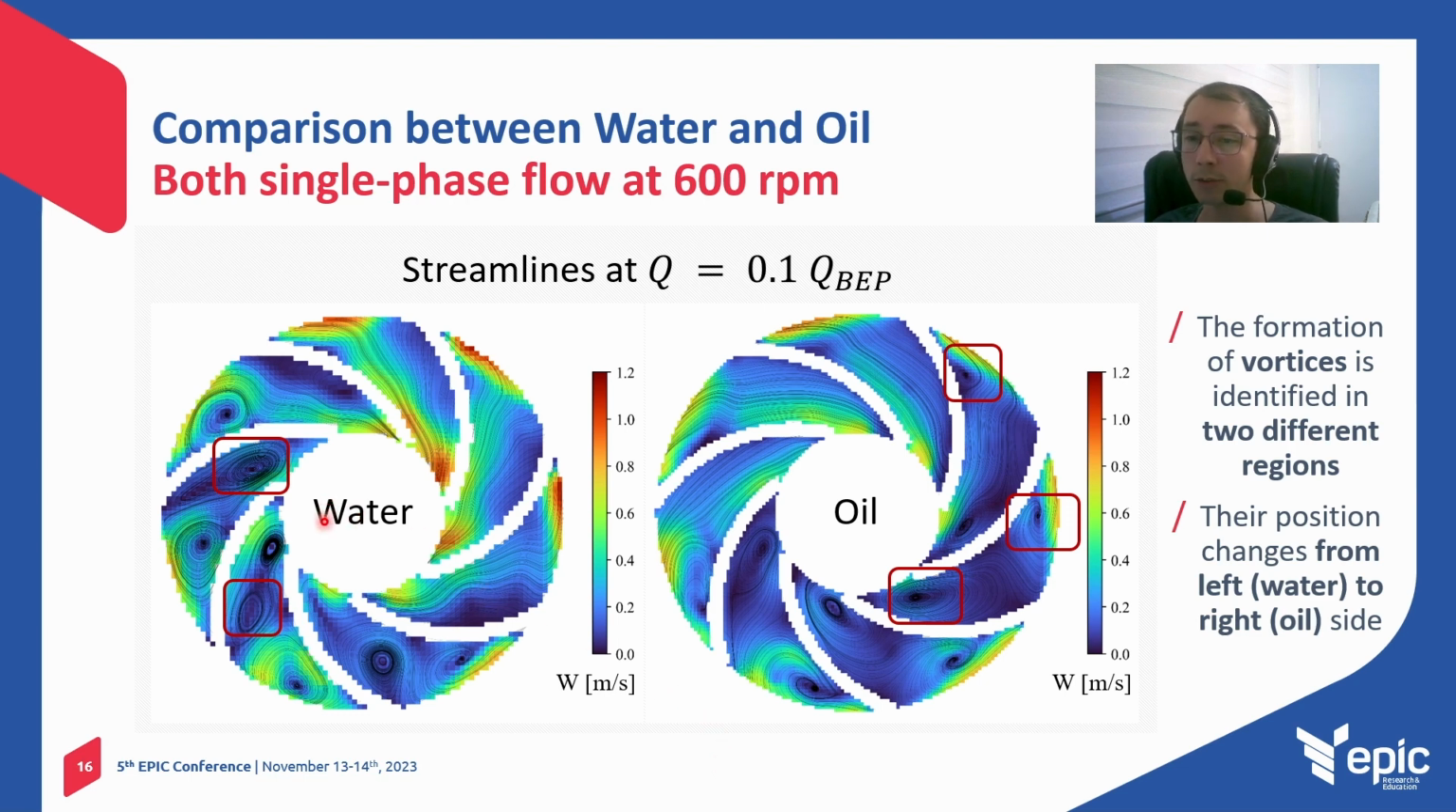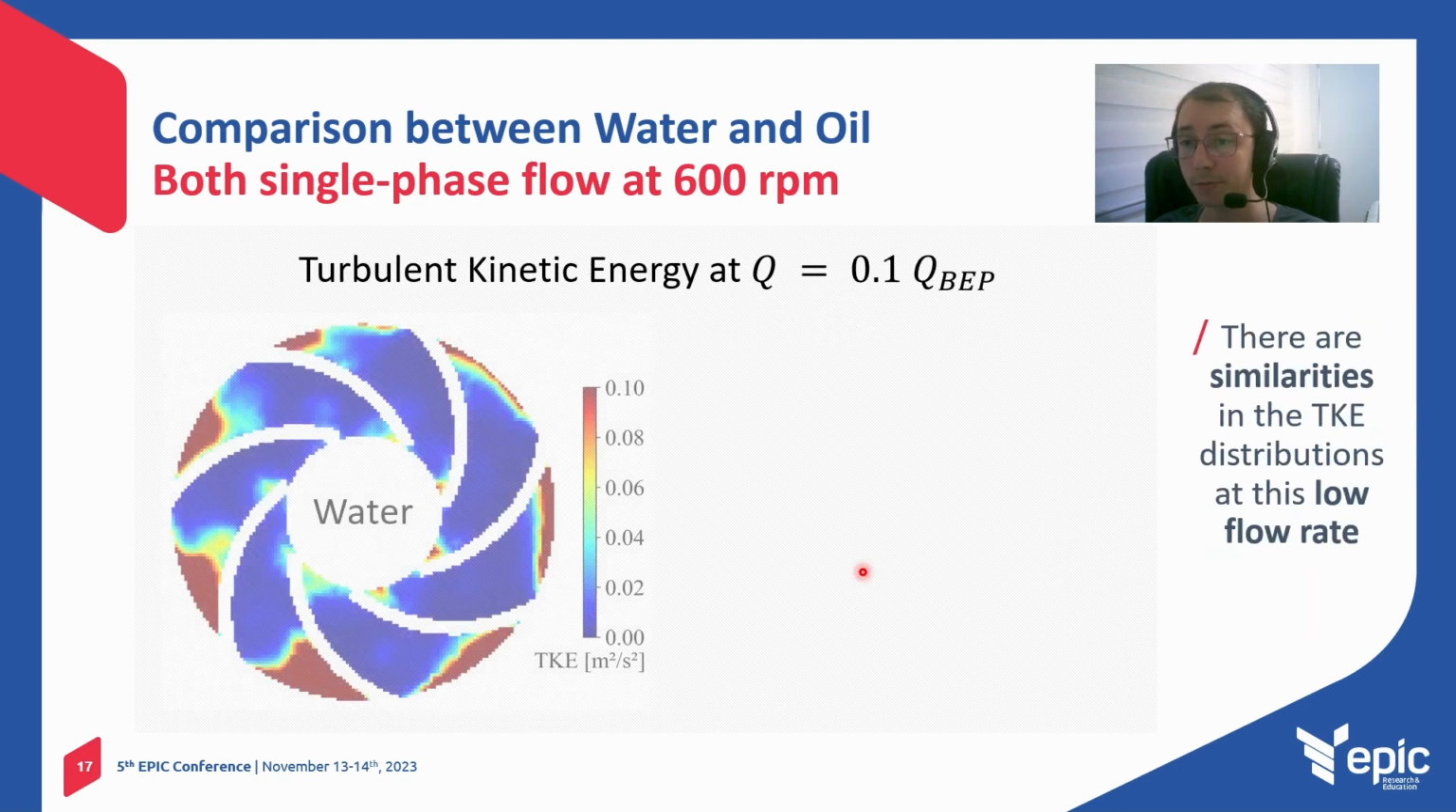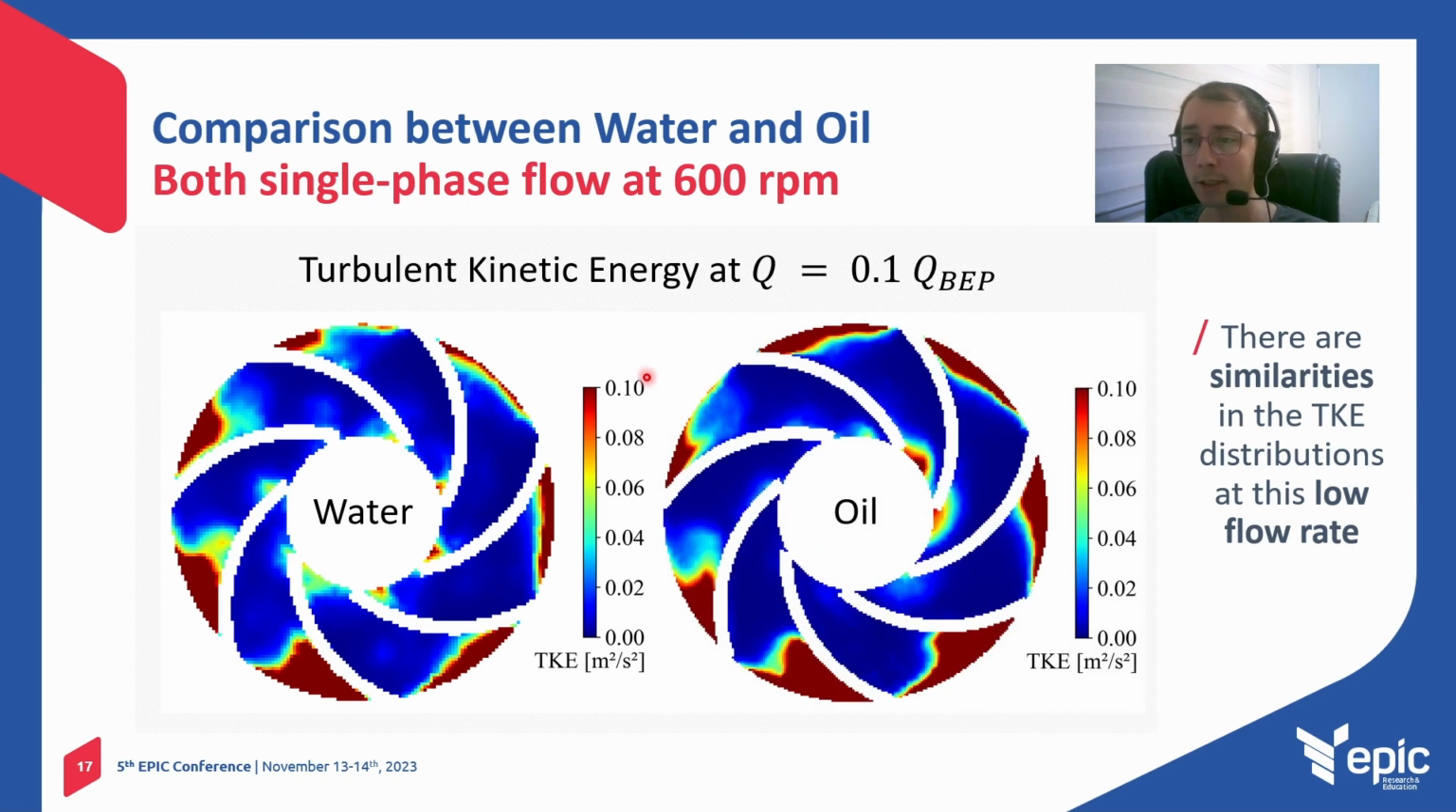For water, vortices are formed on the left side of the impeller, and then for the oil flow, these vortices change and their position goes to the right side. Turbulent kinetic energy, on the other hand, is very similar independently of the flow or the fluid analyzed.